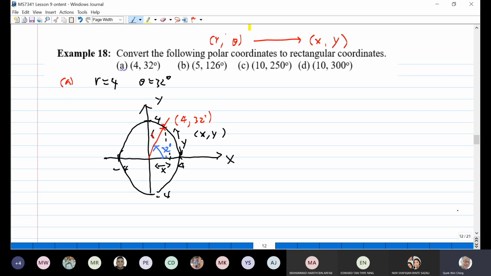Now, from the right angle triangle, I can find it. So the right angle triangle is this one, with this theta, this r. So this y and x here. You know that cosine theta is adjacent over hypotenuse, which is actually x over r. So x is r cosine theta.